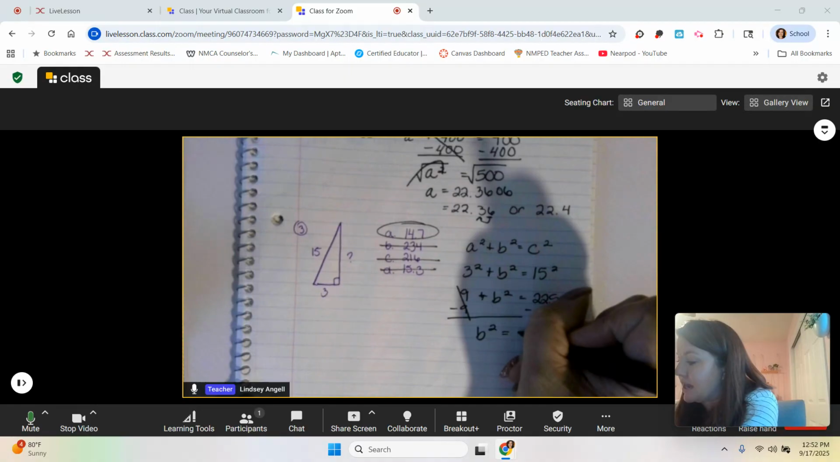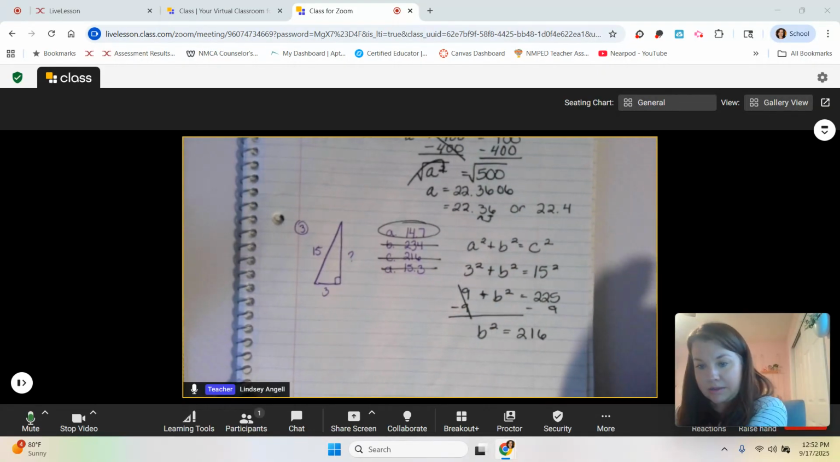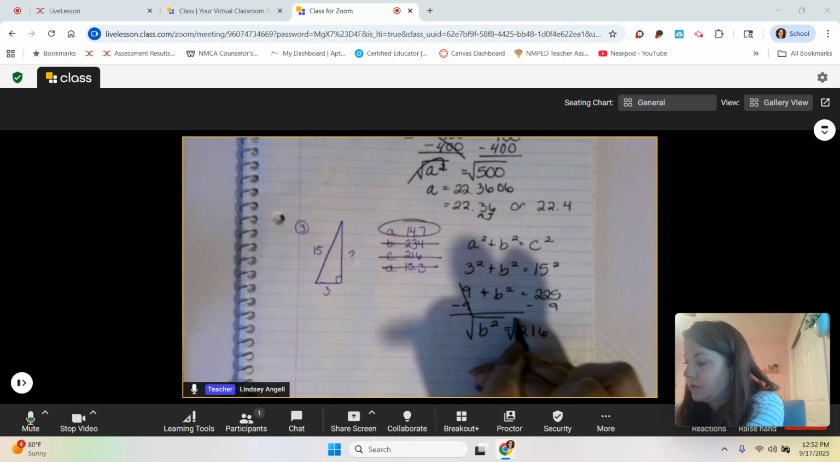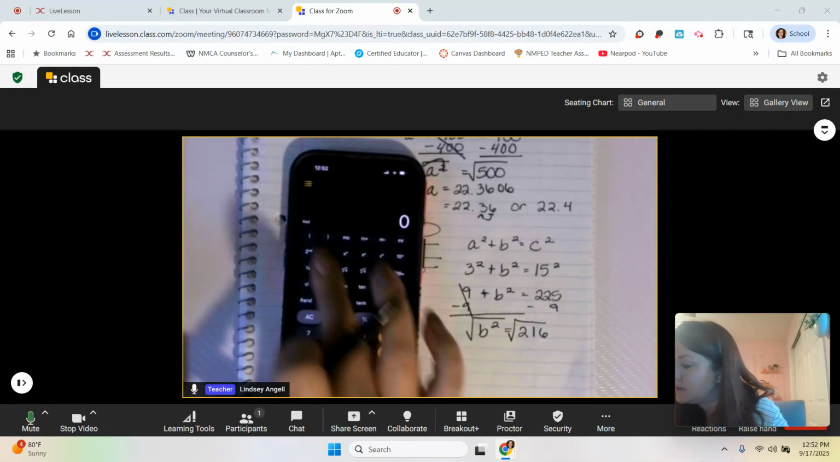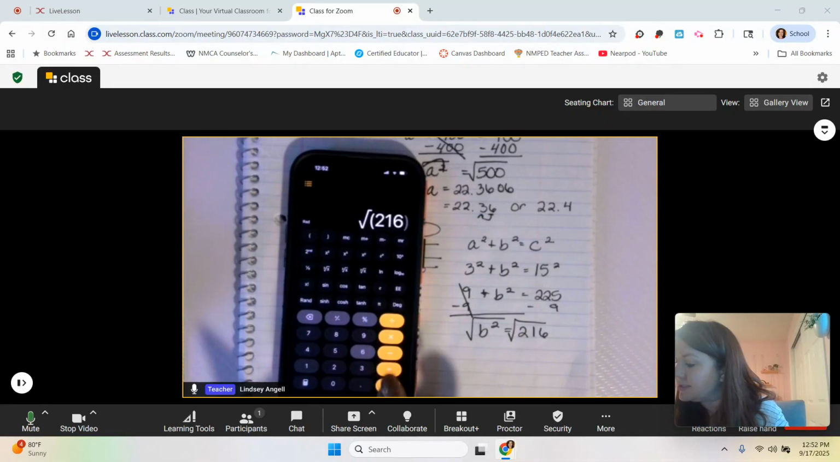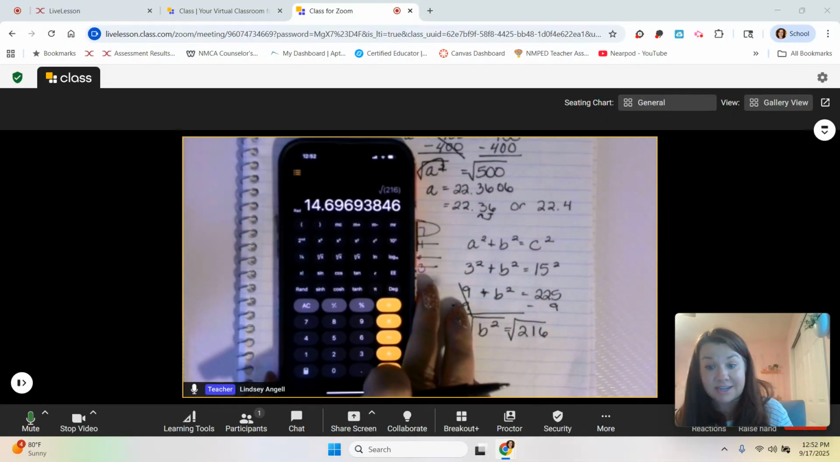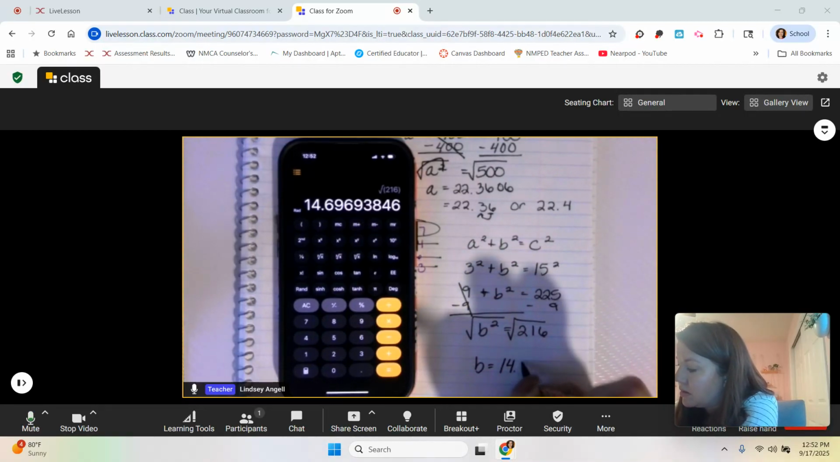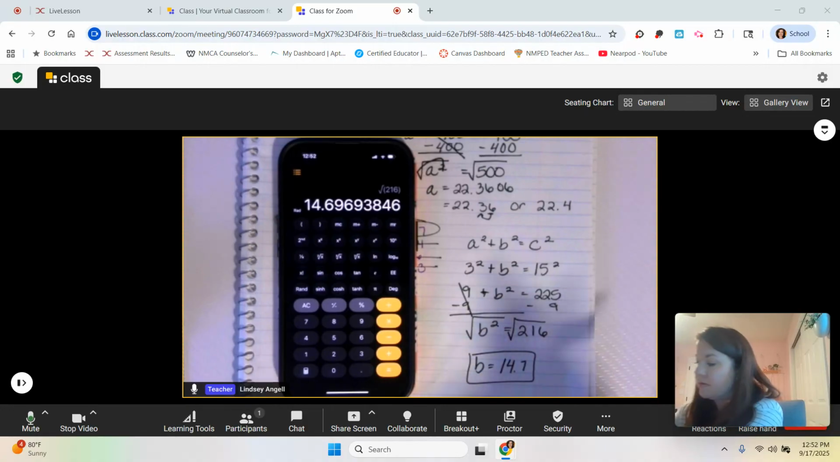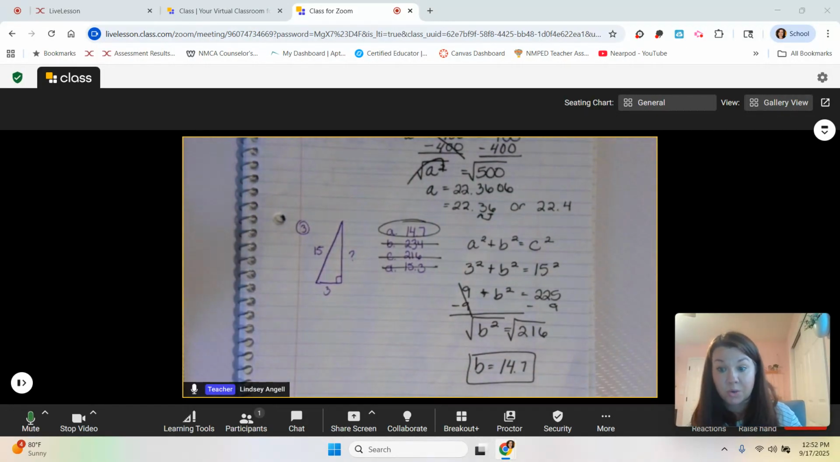225 minus 9 gives me 216. Square root both sides. Get my calculator up. So square root 216. Oh, there it is. There's that 14.7, right? So b is equal to 14.7. Okay? So once again, we showed it twice, 2 different reasons on why the answer must be 14.7 in this problem. All right, reach out if you need extra support.